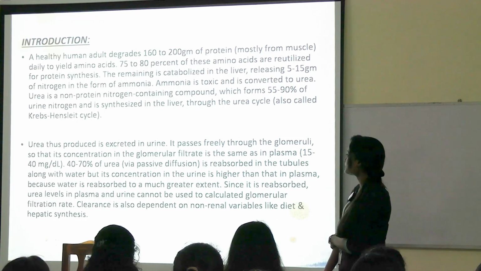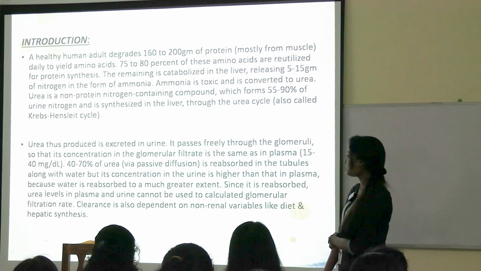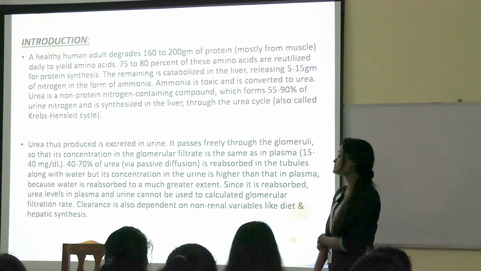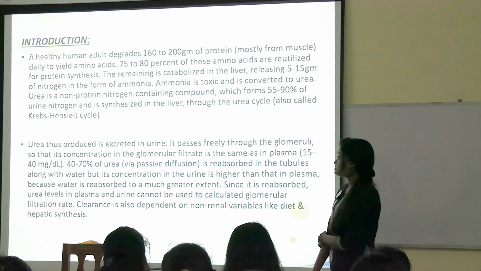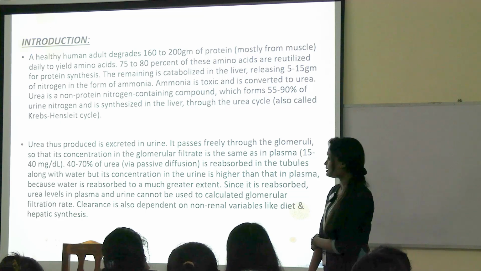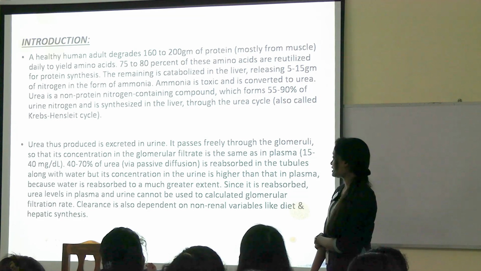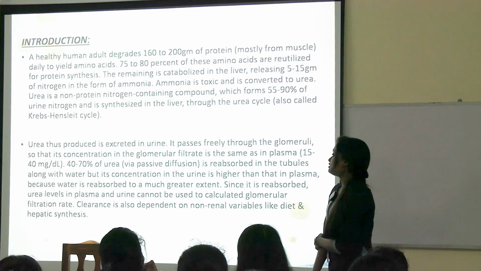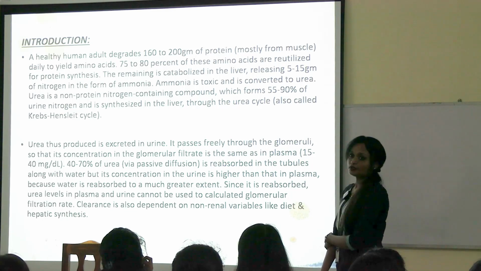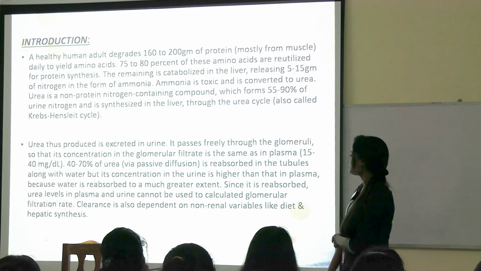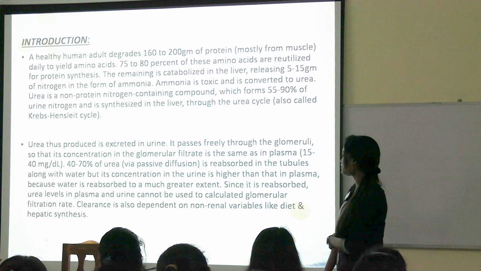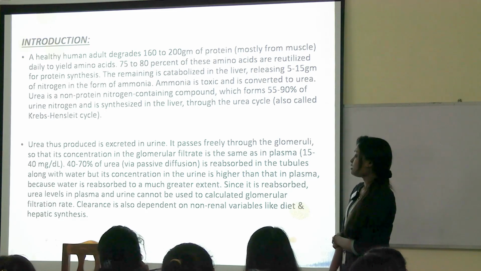It passes freely through the glomeruli so that its concentration in the glomerular filtrate is the same as in the plasma, which is 15 to 40 mg per deciliter. 40 to 70% of urea via passive diffusion is reabsorbed in the tubules along with water, but its concentration in the urine is higher than that in plasma because water is reabsorbed to a much greater extent. Since it is reabsorbed, urea level in plasma and urine cannot be used to calculate glomerular filtration rate. Clearance is also dependent on non-renal variables like diet and hepatic synthesis.